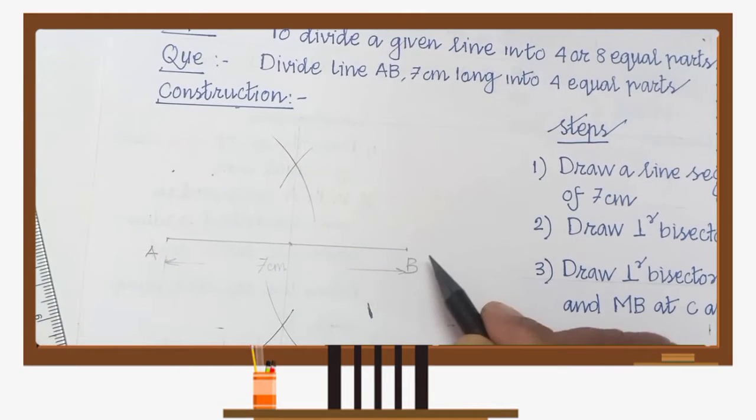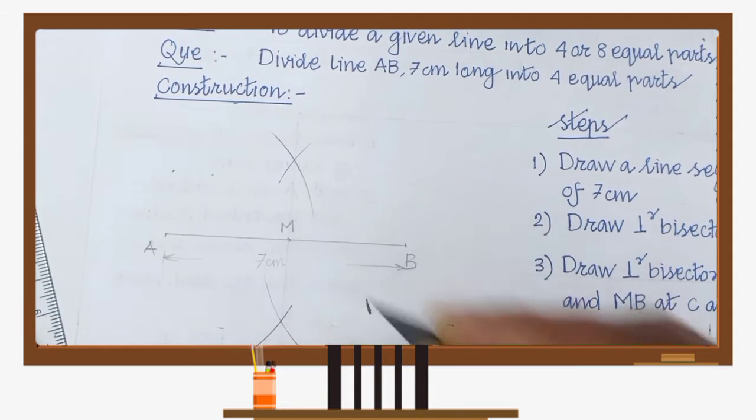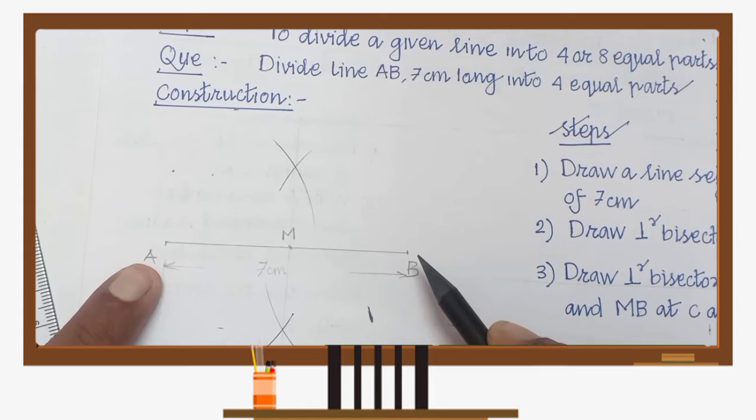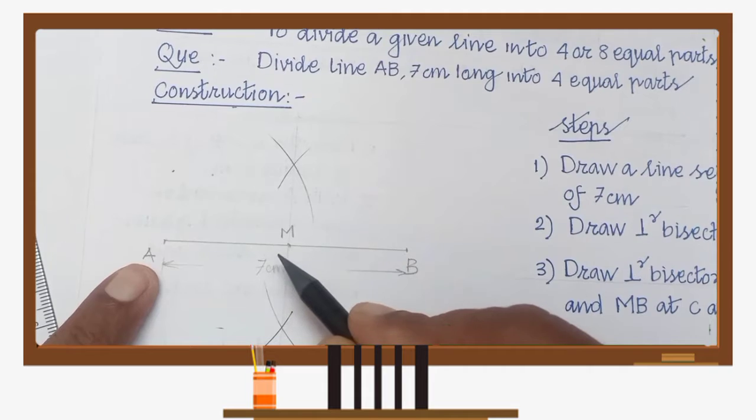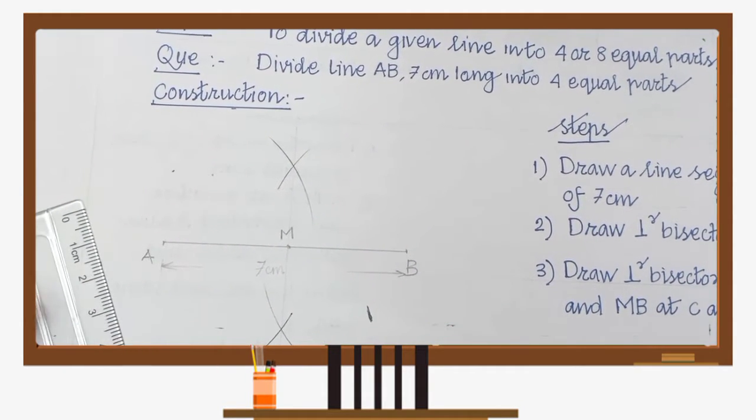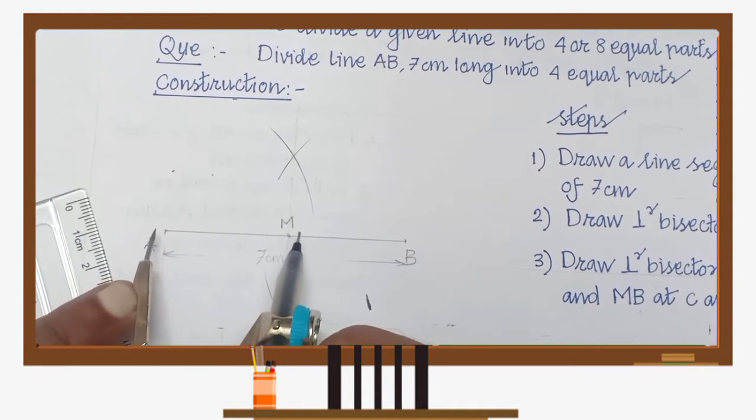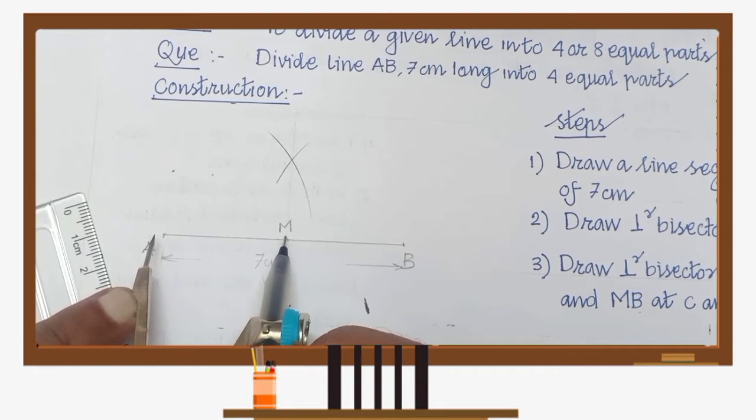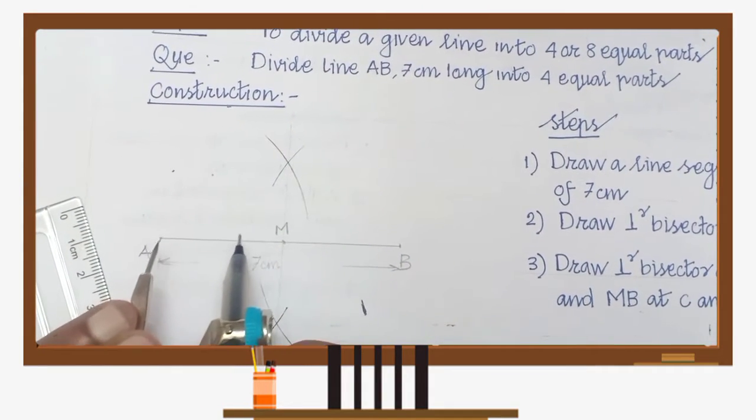This is divided into the 2 parts. Suppose we have given here the name M. Now we have divided into the 2 parts. Again by the same technique you can apply this. Again take a distance. We have to draw a perpendicular bisector of this AM. We have to divide this AM into the 2 parts.